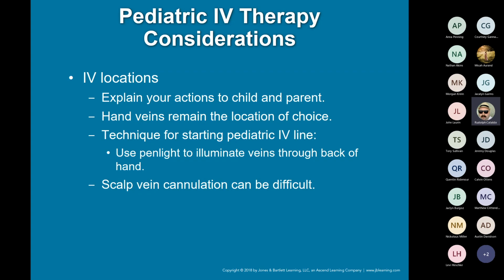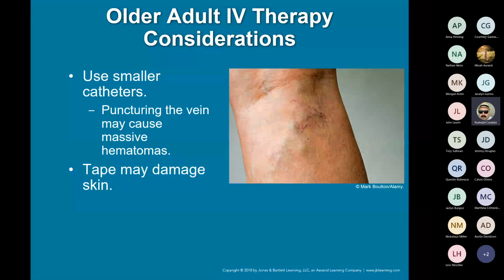Some kids, you can use a flashlight on the opposite side of their hand just to illuminate any veins that you think might be there. It might help you find some placement, it might not. Kids are going to have really small veins. That's why we use very small catheters on them. And it's going to be very similar for our adult patients.